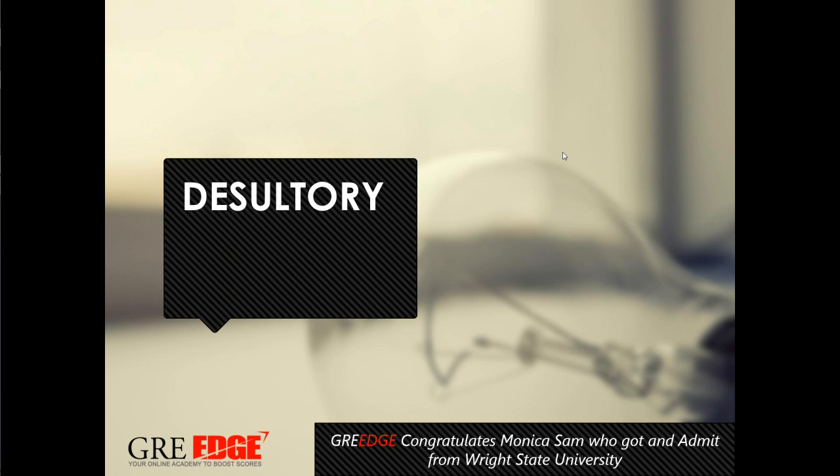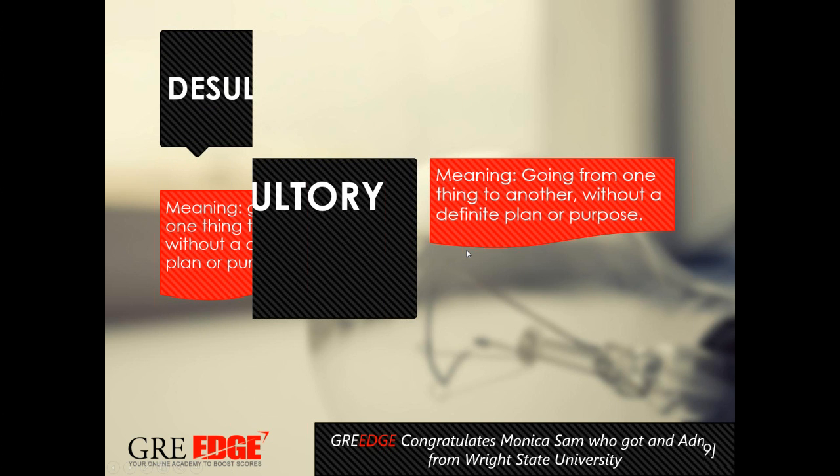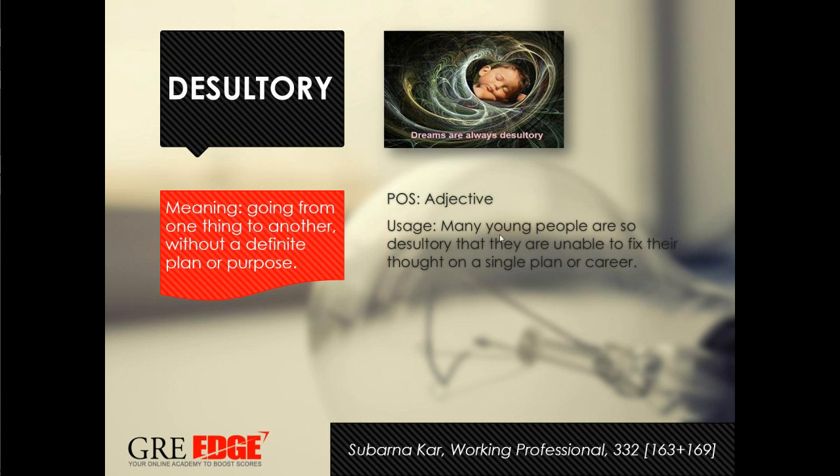So the word is desultory. The meaning of the word is going from one thing to another without a definite plan or purpose. Can you see the picture on the screen, guys? Yes, so there's a baby sleeping. Dreams are always desultory, aren't they? You see a lot of dreams while you're sleeping, but you jump from one dream to another, and you don't even know which dream is which. So the baby is dreaming, and the baby's dreams are desultory. The part of speech here is an adjective. Can you tell me why the word desultory is an adjective?